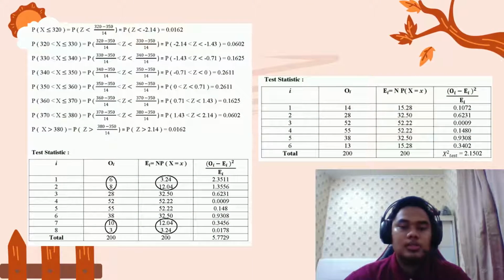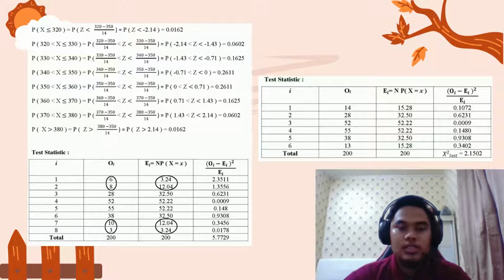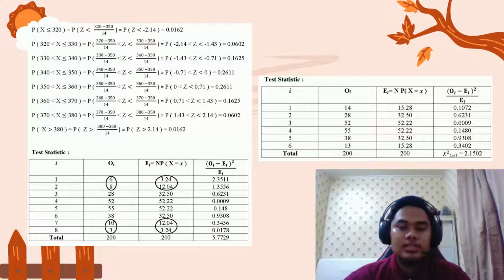After that, we will calculate the probability of normal distribution for each category of weight to be used in the test statistic table. Then we will create the test statistic to find the chi-square test to compare with the chi-square at 10% level of significance.